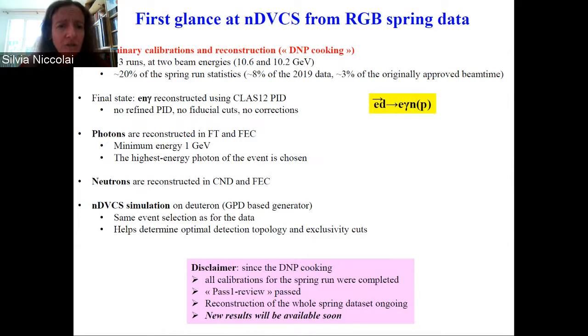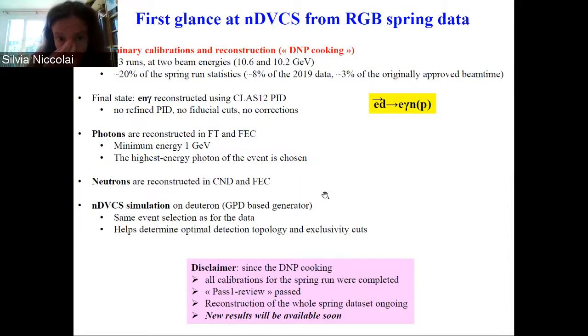So the calibrations and reconstruction for this data set were preliminary, and since then we have completed and improved all the calibrations, and we recently passed a review within the collaboration to do the full reconstruction pass on the spring data set, which is now ongoing. So these results are to be taken with a grain of salt, because soon there will be new updated and improved results, also with higher statistics. Anyway, this is a first glance.